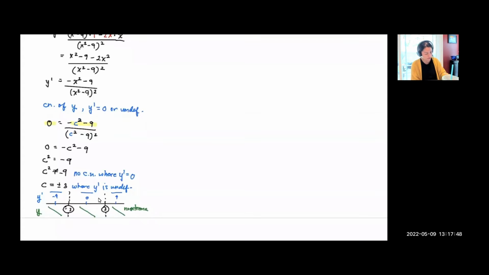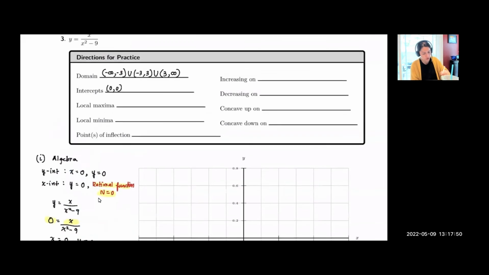So let's go up there and fill that in. So we have no local extrema, so we are going to have none here. And then on increasing, we're going to have no intervals of increasing, but decreasing forever. But again, we do have these jumpers. So we're going to have to do negative infinity to -3 union, -3 to 3 union, 3 to infinity. I call them jumpers because you got to jump.